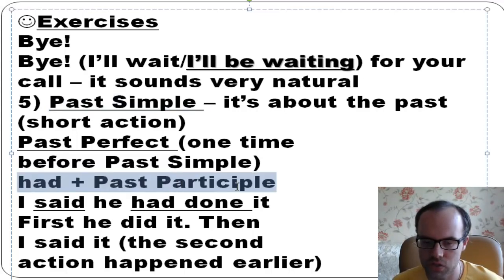We form it this way. Had plus past participle. I said he had done it. Yeah, but it's before. It's before I said. Yeah, so you see, it happened earlier. First he did it, then I said it. The second action happened earlier. So if the second action happened earlier, you need to use past perfect.